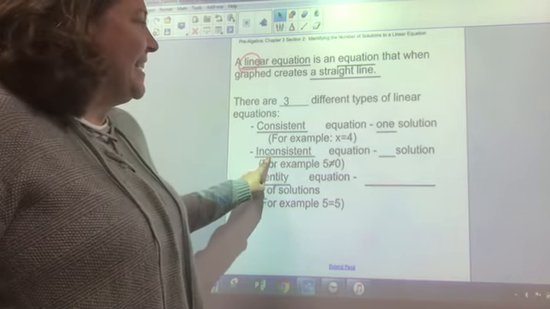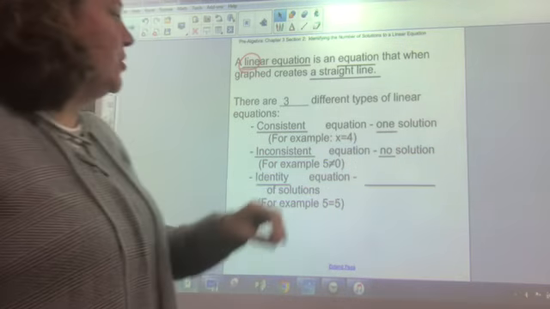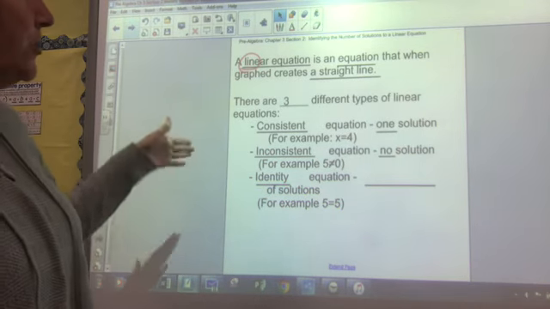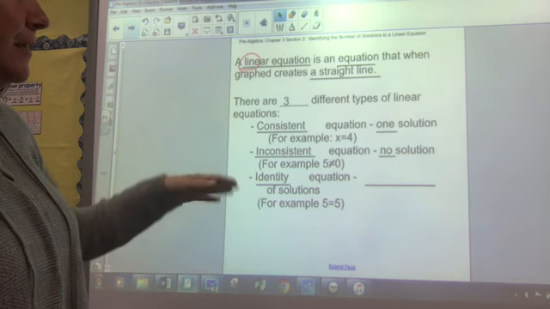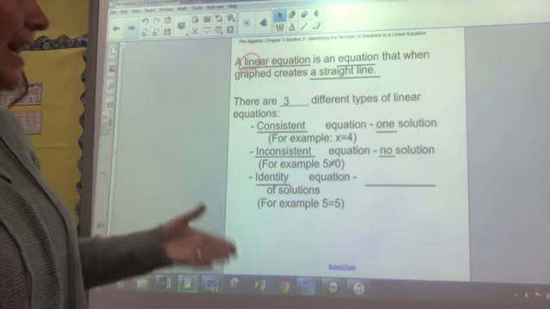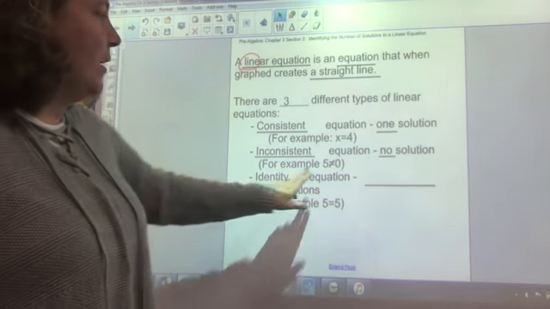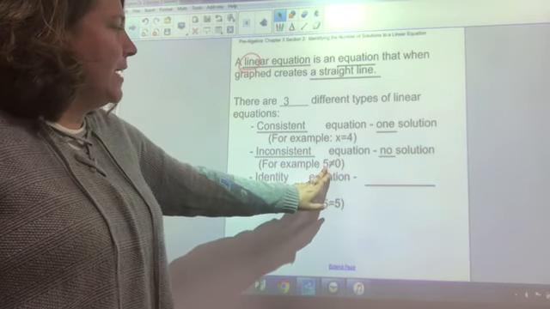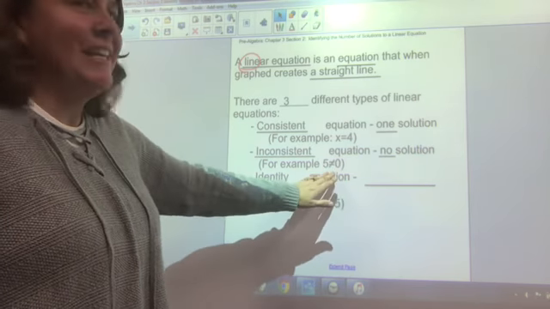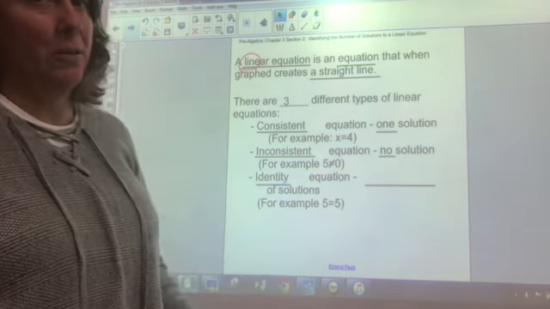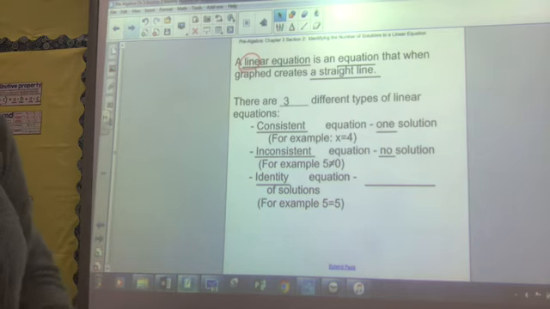The other type is inconsistent. There is no solution. When you do your steps to try and solve for a variable, you end up getting 0. Your variables cancel out, like x minus x is 0, and you end up with a number on one side of the equal sign, a number on the other side, and they're not equal. 5 is not equal to 0, or 10 is not equal to 2, or 3 is not equal to 2.